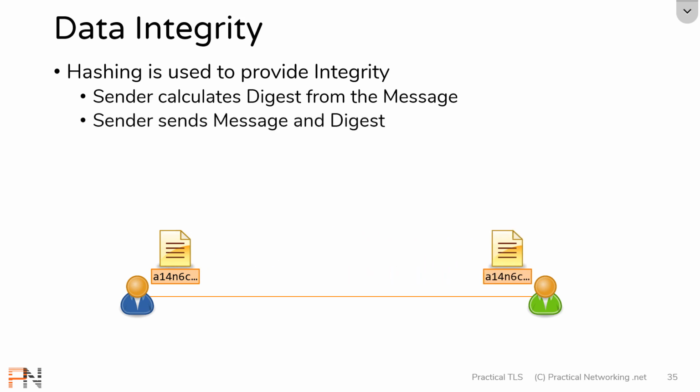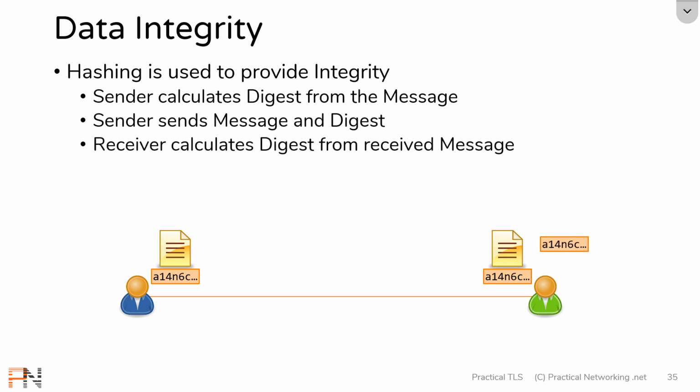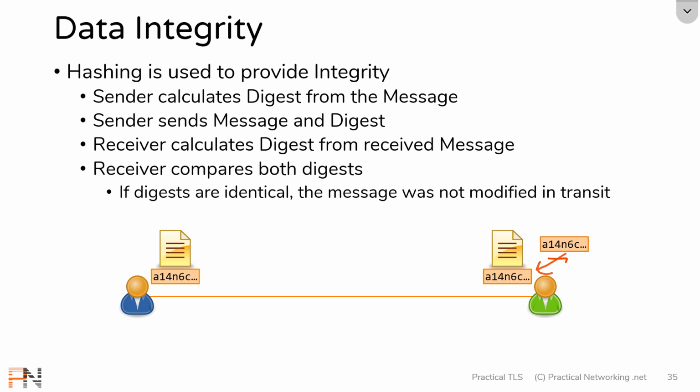The receiver is then going to independently calculate a digest from what was received. And if these two digests are the same, this tells us that the digest was not modified in transit. That is a very high level and a simplistic explanation of how hashing provides data integrity. But there is a problem.